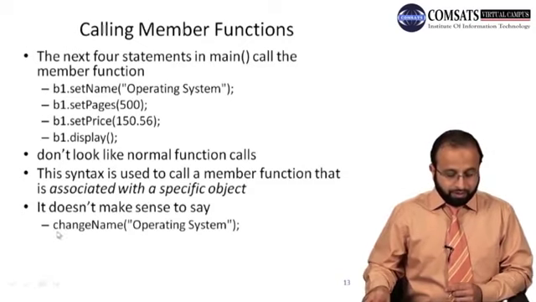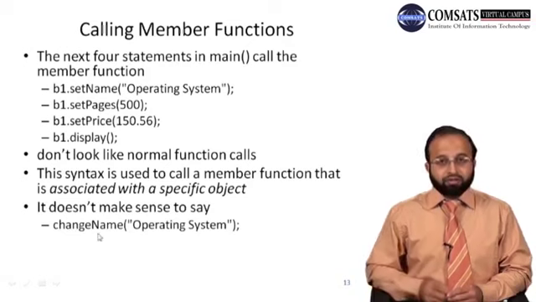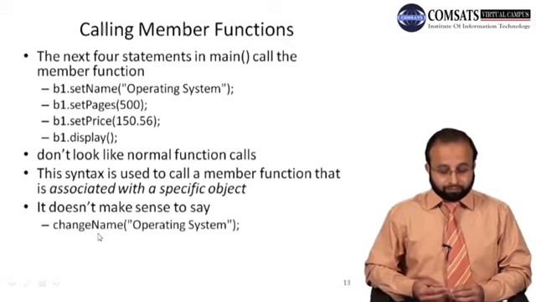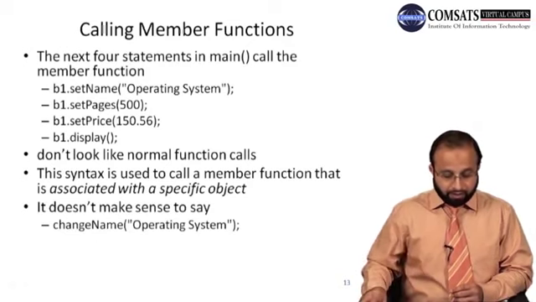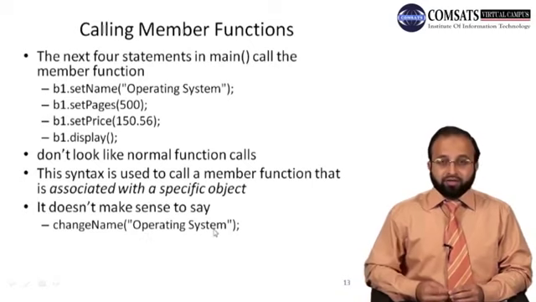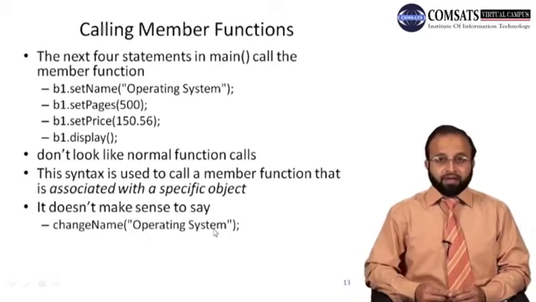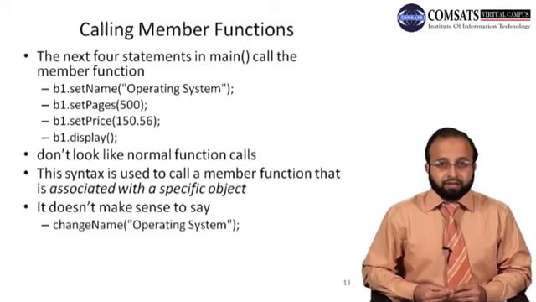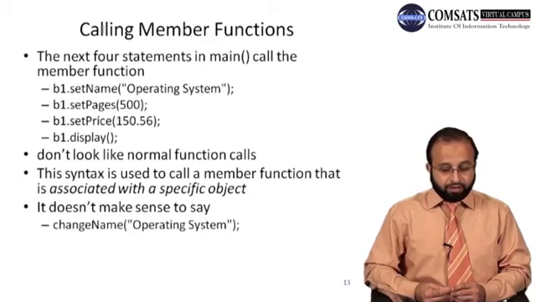So the object must be here in order to execute the function of that class, right? The other thing is that the operating system value has to assign the operating system string to a name that is a private data member of that class, right? Character array name.